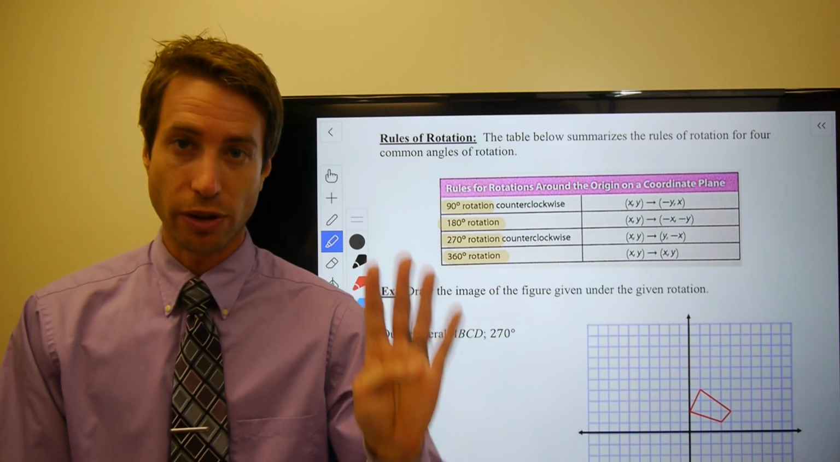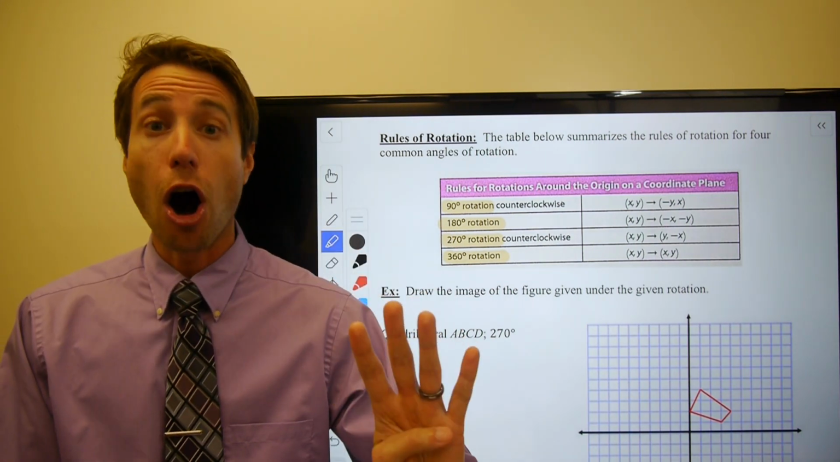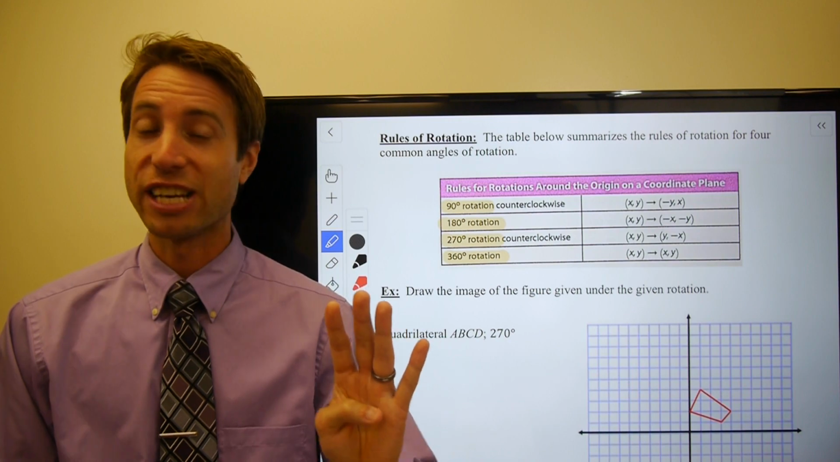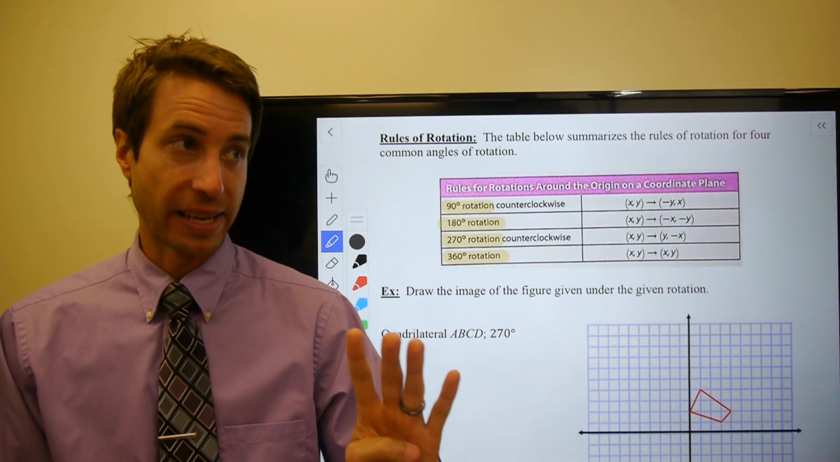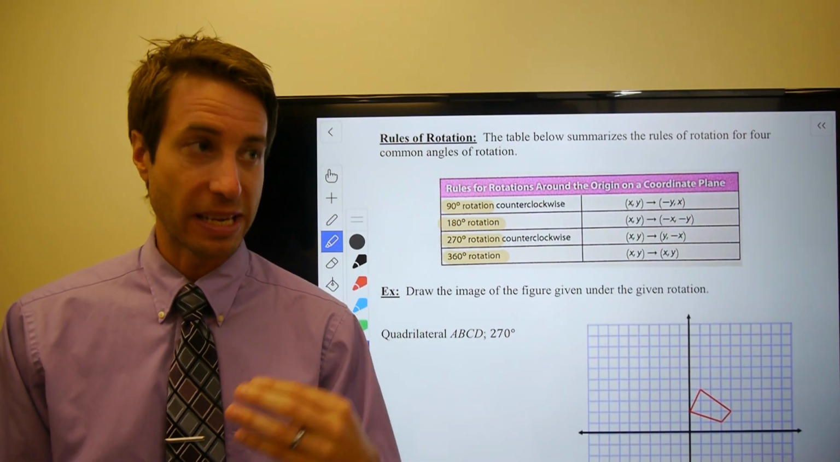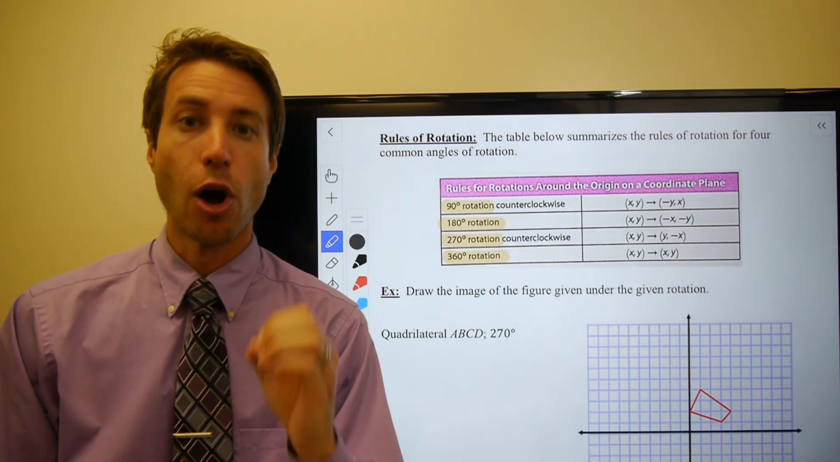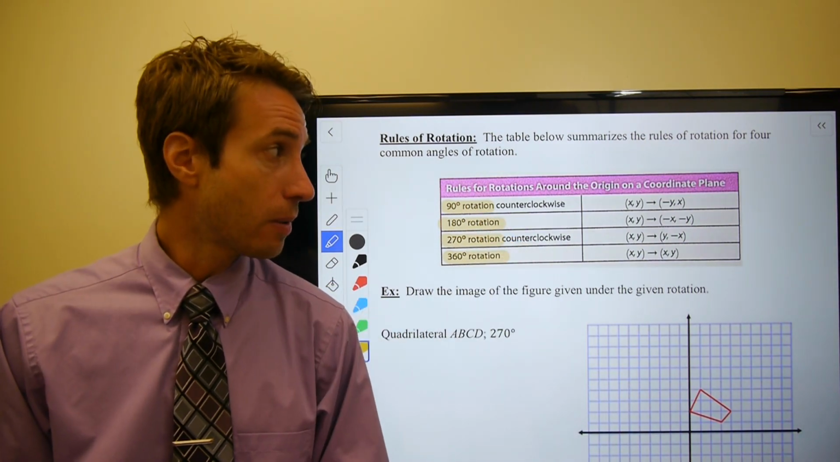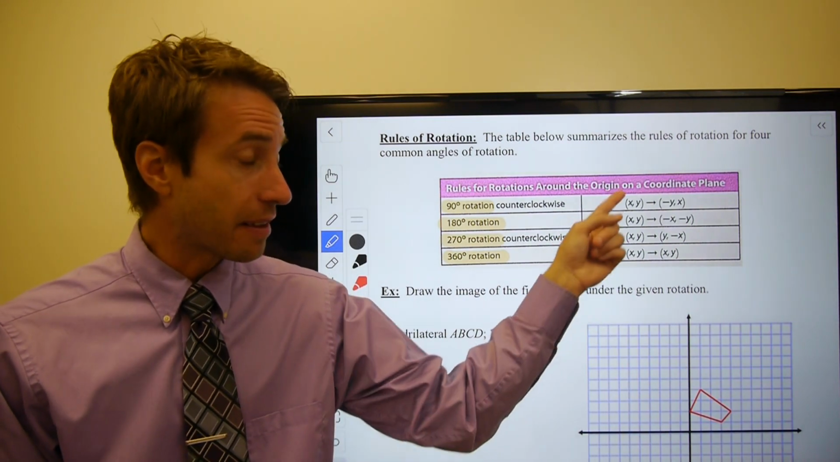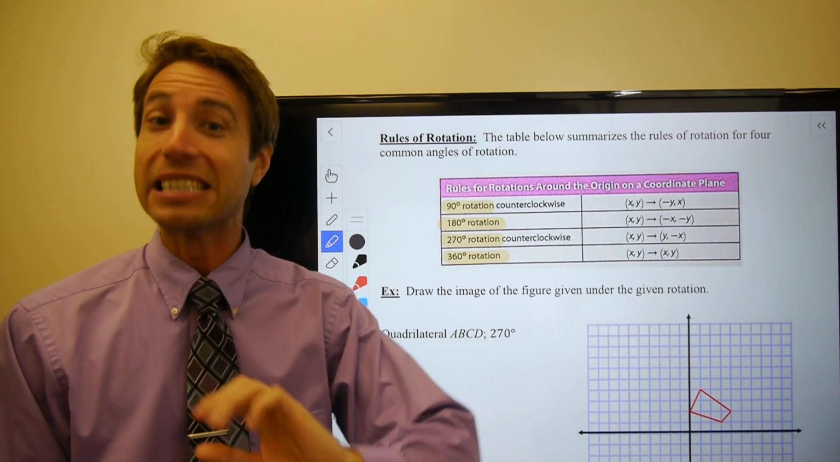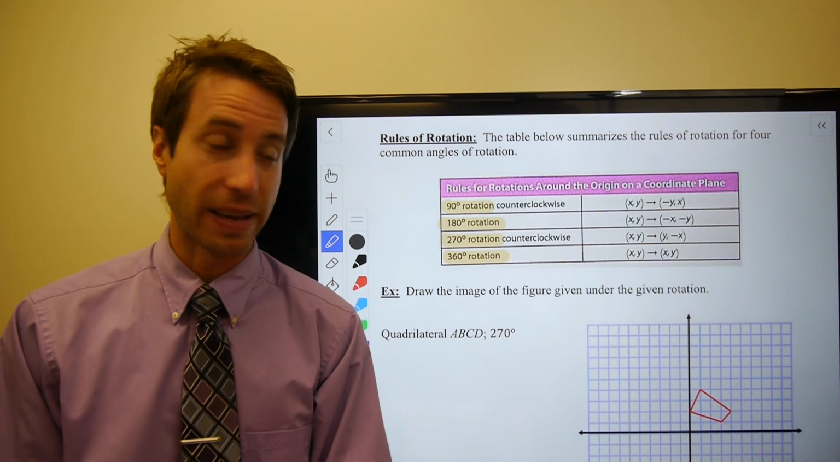These are the 4 most common angles of rotation that you're going to be given. In fact, if you're taking this class with me, on a test or a quiz, it'll always be one of these four. Why will it be one of these four? Well, because we've already given you the transformations to make that kind of a rotation.